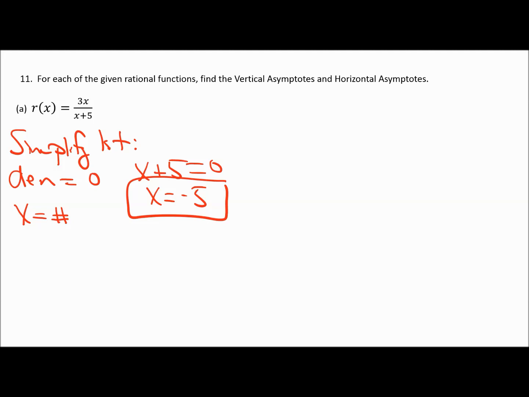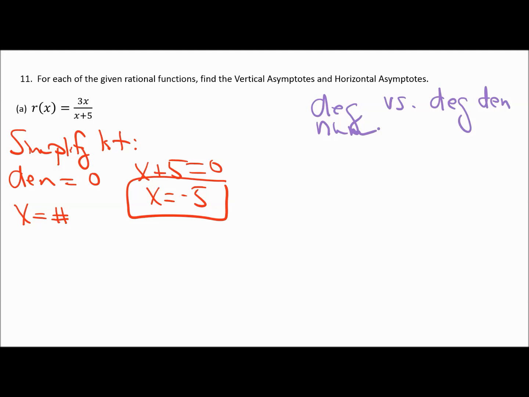You're comparing the degree of the numerator to the degree of the denominator. Okay, so the degree of the numerator versus the degree of the denominator. If the top is smaller, it's y equals 0. If the degrees match, then you do leading coefficient over leading coefficient. And if the degree of the denominator is smaller, then there is no horizontal asymptote.